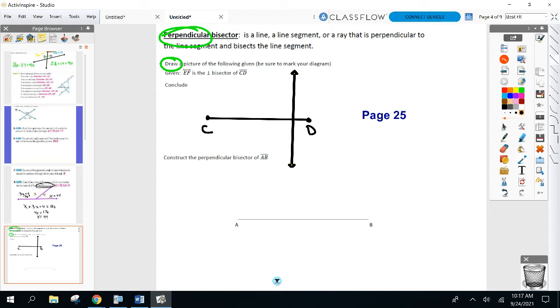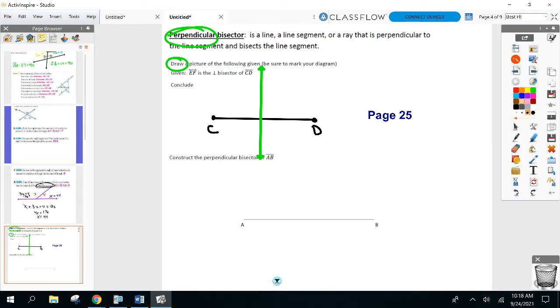Draw it. Eyeball it on your paper, what you think I should be putting on mine here. It's a line EF. Line EF. It's got to go on forever with arrows. Good. Hopefully it's going down the middle and it looks like it forms a right angle.